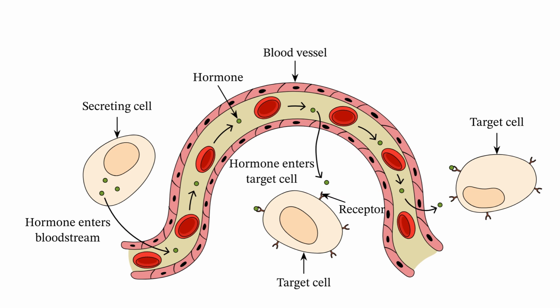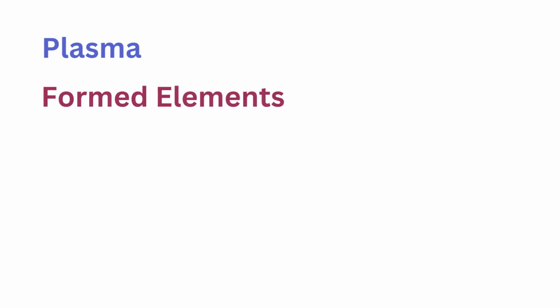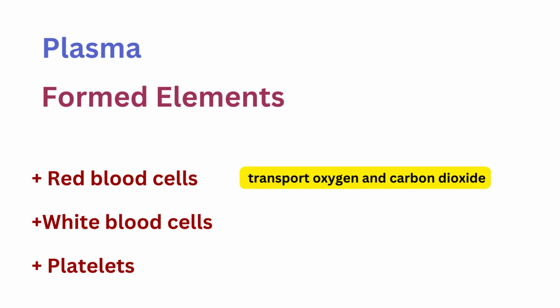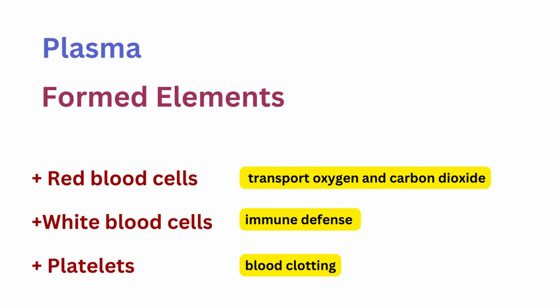The blood has 2 main components, a clear extracellular fluid called plasma, and the so-called formed elements which include red blood cells, white blood cells and platelets. Red blood cells transport oxygen and carbon dioxide, white blood cells participate in various defense mechanisms against invading organisms, while the platelets are responsible for blood clotting, minimizing blood loss during an injury.